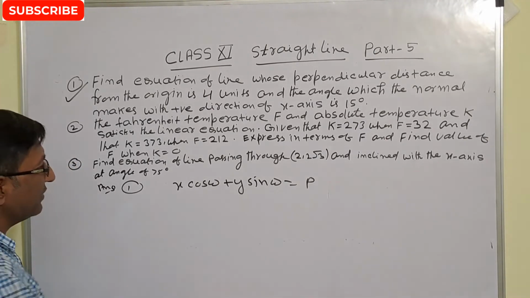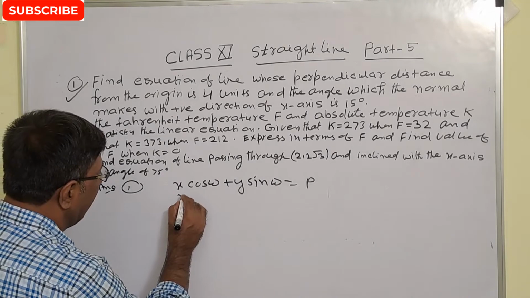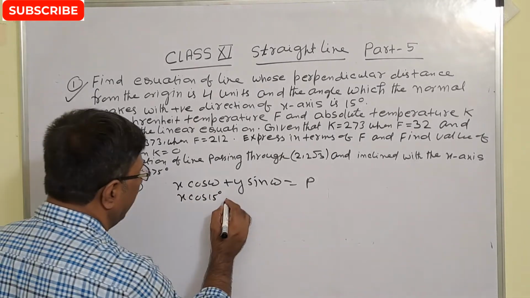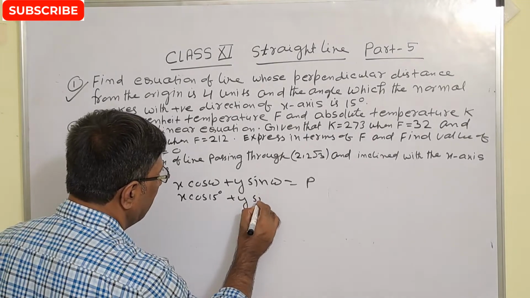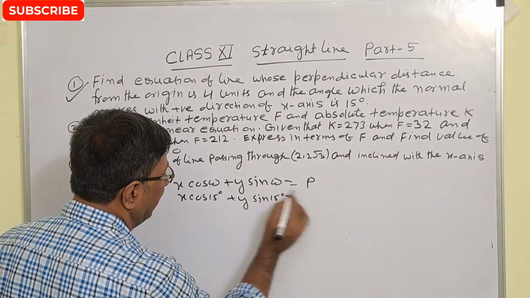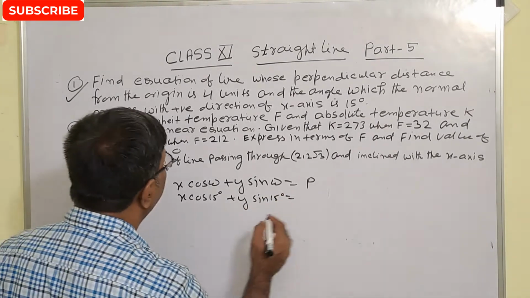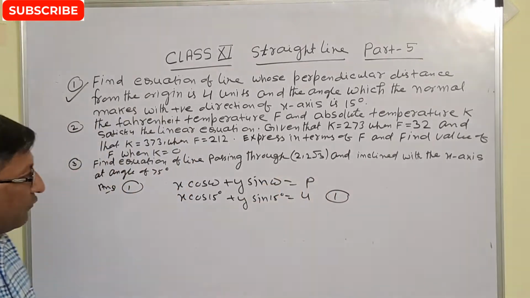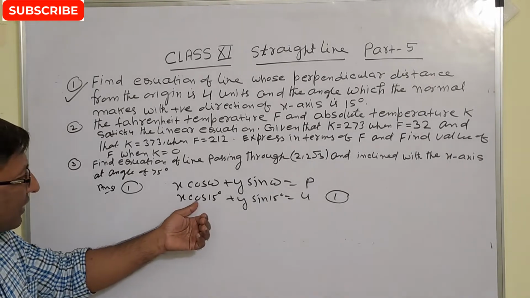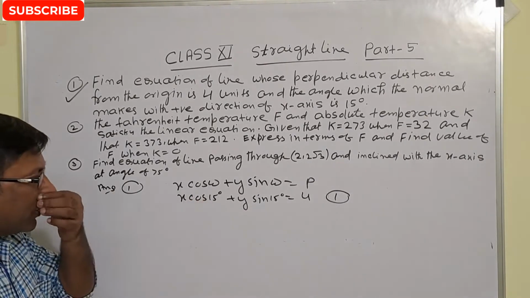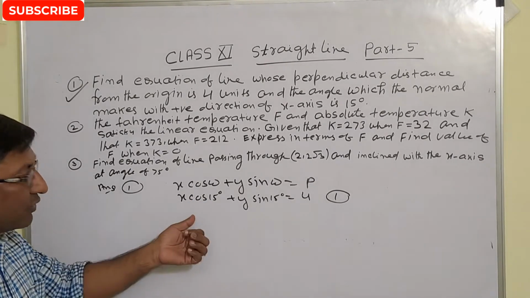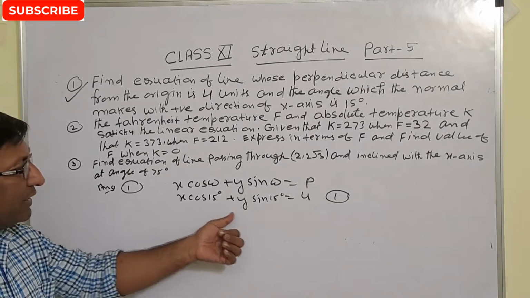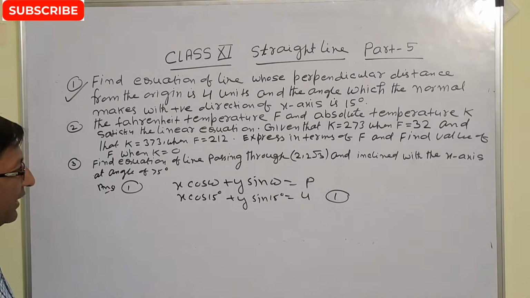So my answer is what? That is x cos 15 degree plus y sin 15 degree equal to what? p, that is 4. This is the right answer. But if you want to find the value of cos 15 and sin 15, so you can find also.